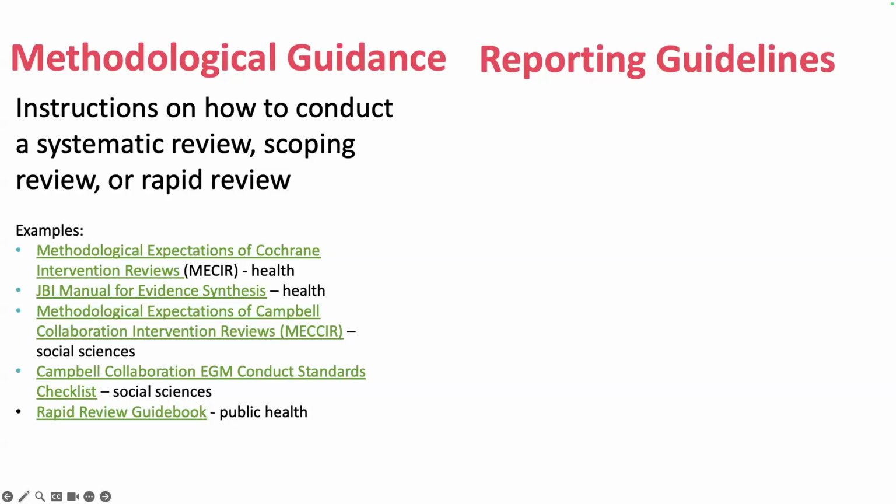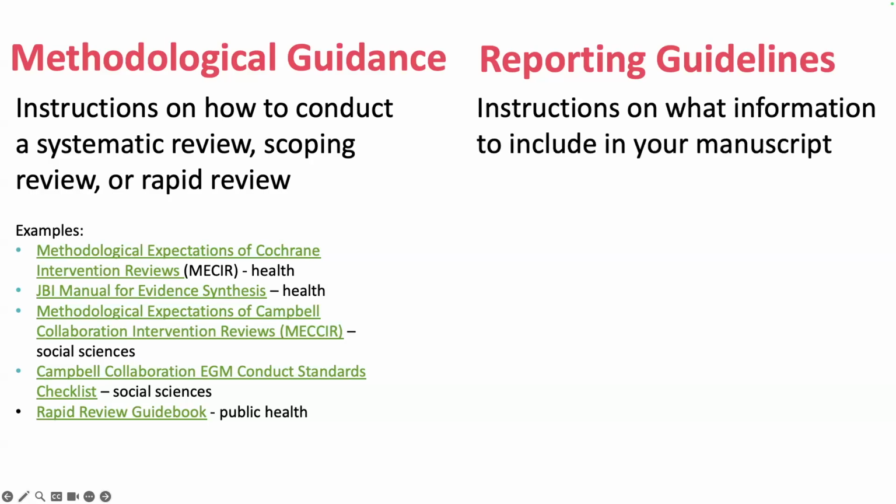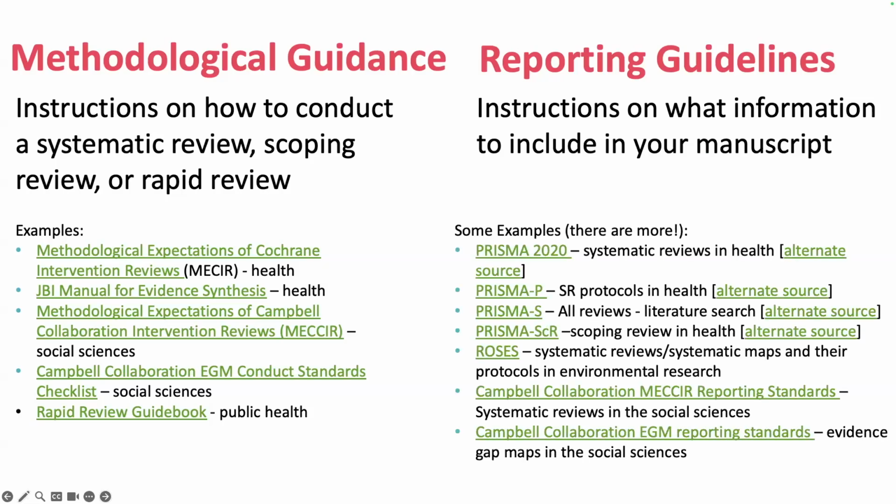Meanwhile, a reporting guideline is going to tell you what information you actually have to include in your published manuscript when you write up that project. It's really to make sure that your research and the article that results from it are transparent and that others could replicate what you have done if they wanted to. So, some examples here. I really reiterate this: reporting guidelines don't tell you how to do the project. They tell you how to write it up.